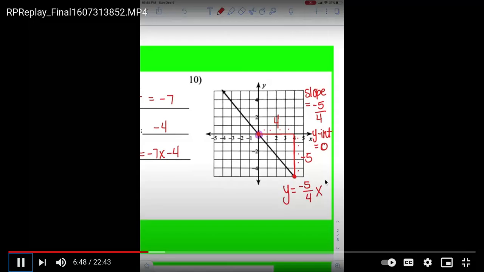And that's it. Because the y-intercept is 0, we're not going to do plus 0 because that doesn't really do anything. So we're just going to leave it as -5 over 4x.